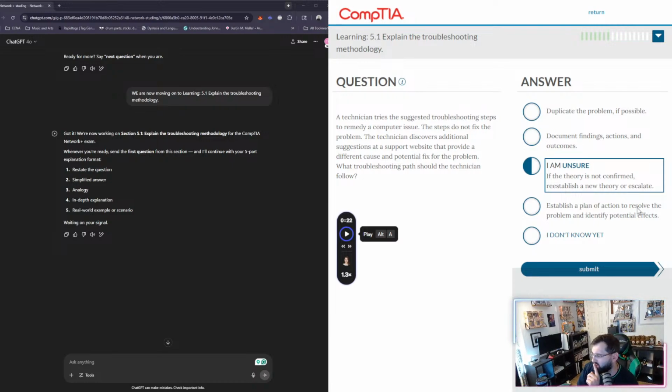Establish a plan of action to resolve the problem and identify. No, I'm pretty sure it's this one. Yes. Okay, cool. Let's learn.